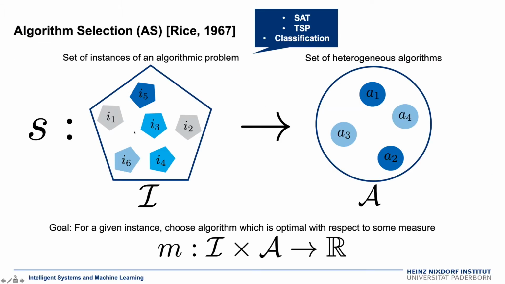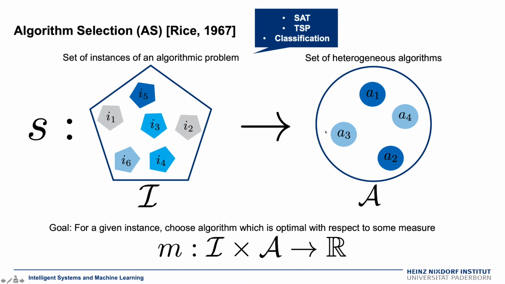We have a set of instances of an algorithmic problem that could be anything, for example, the Boolean satisfiability problem, the traveling salesman problem, or even just classification in machine learning. And then you have different instances of these problems, for example, different SAT instances. And you also have a set of heterogeneous algorithms which basically can solve this problem or instances from this problem. For example, in the case of SAT, this could be SAT solvers. And then the goal is to learn a mapping from this instance space to the algorithm space.